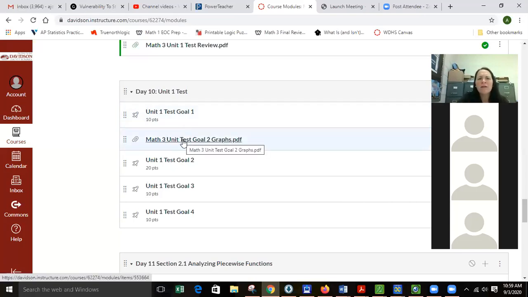Now for your Math 3, Unit 2, test, goal 2 graphs. So our goal 2 was those domain and range, right? Okay, so if it's domain and range, I gave you the graphs. You can write your domain and range on a separate sheet of paper or whatever, but then you're gonna go to this Unit 1, test, goal 2, and actually input them, okay? So if you have questions about that, you have to let me know.